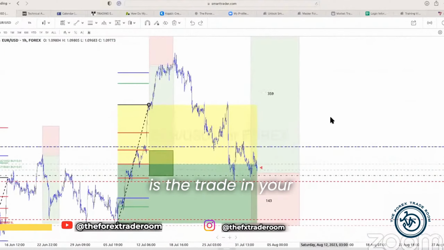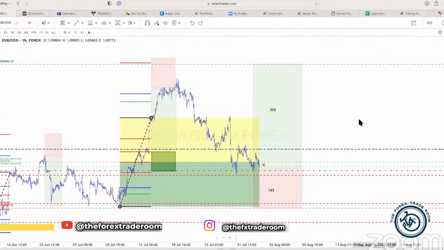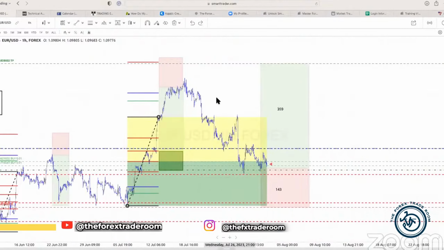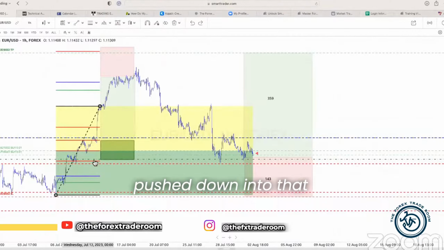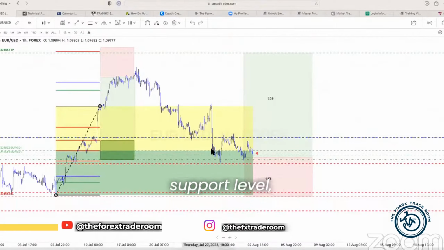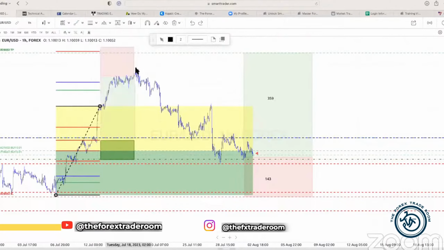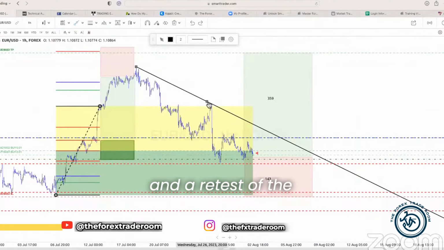So first question, is the trade in your sweet spot? You said yes, 618 retracement. Beautiful. Next thing is, what confirmations do you look for when you're looking to enter a trade? Right, so we see here price push down to that 618 retracement. That's that daily support level, and we're pressing sideways here. Swing low and break and retest on what time frame? On the 1 hour. All right, so looking at a break and a retest of the trend line.